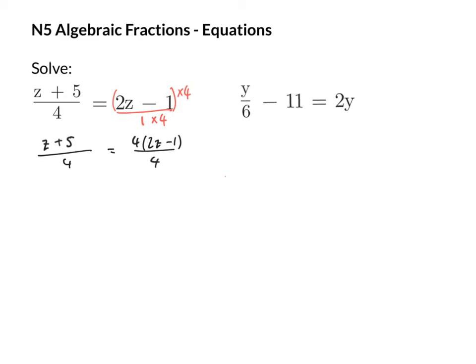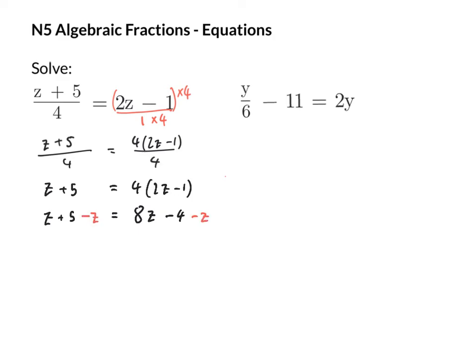My two denominators are equal, so my two numerators are equal. The bottoms are the same, so the tops have to be the same too. So z plus 5 has to equal 4 lots of 2z minus 1. Another standard equation here, so we multiply out our brackets to begin with, and then start solving. I want to take away a single z from each side.